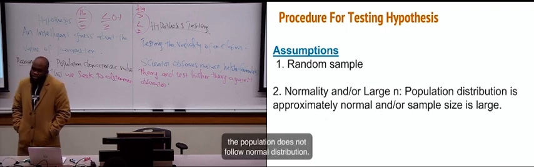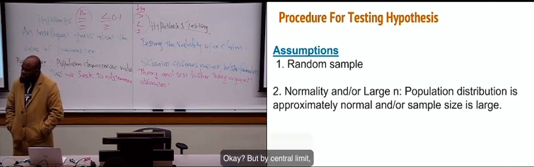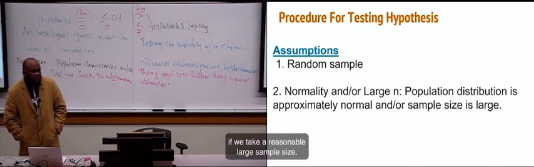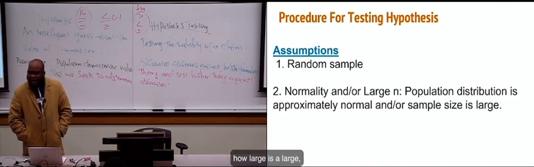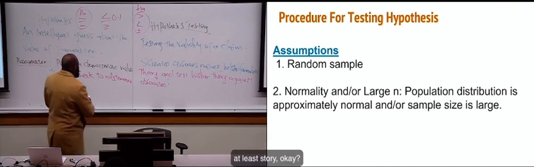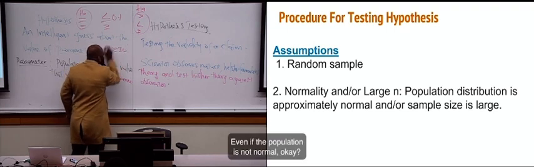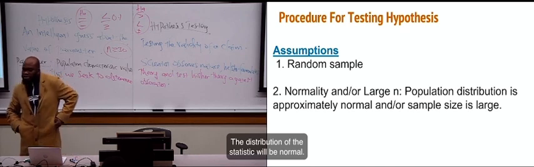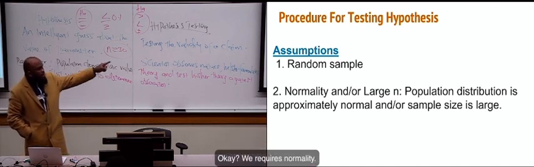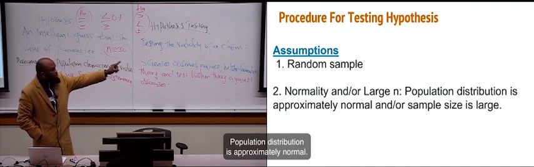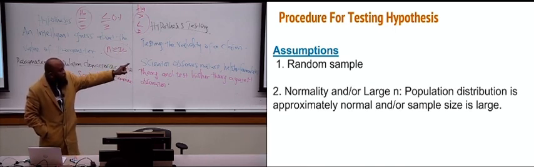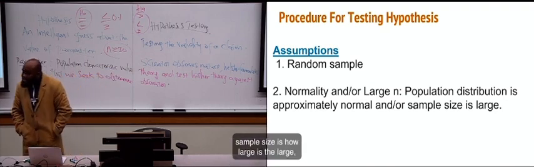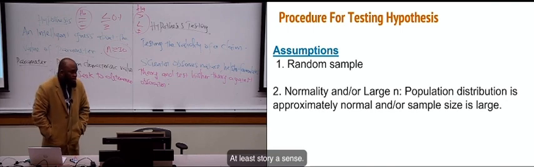And if the population does not follow a normal distribution, by the central limit theorem, if we take a reasonably large sample size, and how large is large? At least 30. Even if the population is not normal, the distribution of the statistic will be normal. So we require normality: the population distribution is approximately normal or the sample size is large. How large is large? At least 30. Does that make sense?